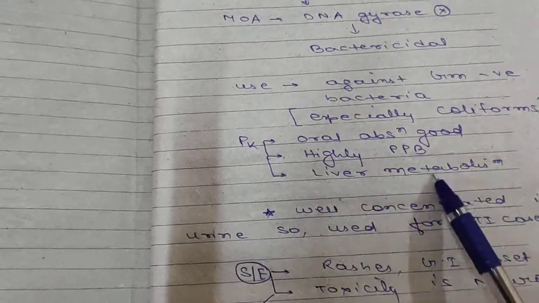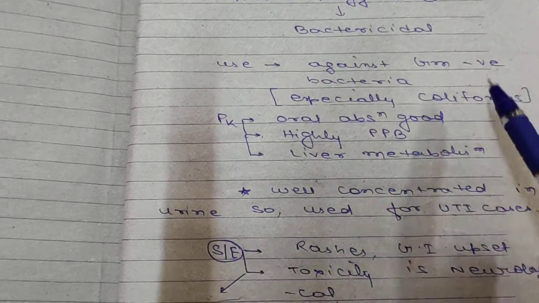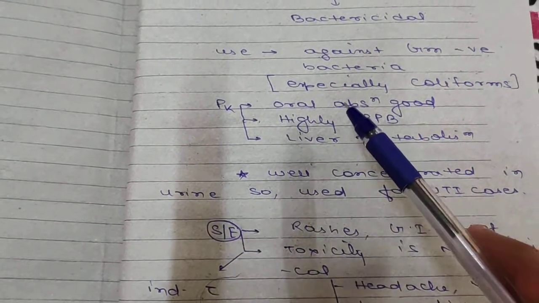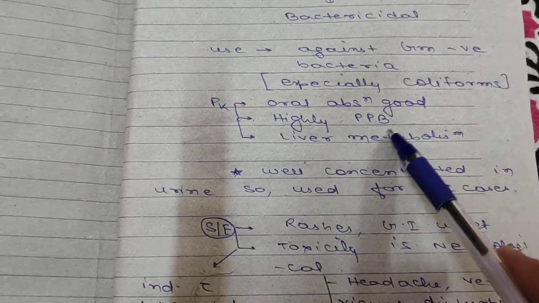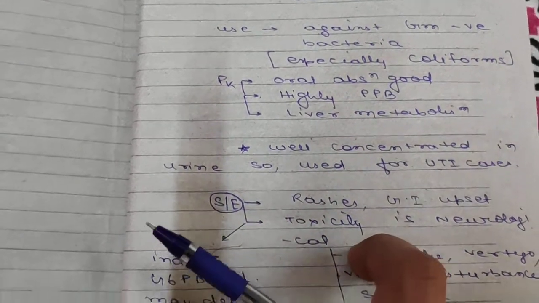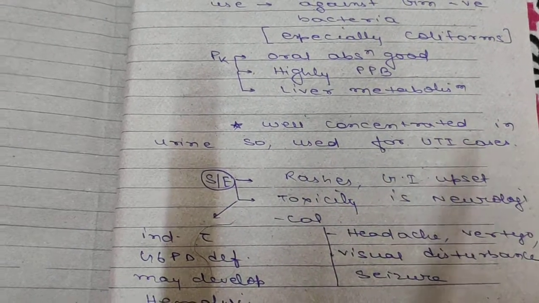Now what is the use of nalidixic acid? It is used against gram-negative bacteria first, and especially coliforms. Coliforms are preferred. Now coming to the pharmacokinetics. Oral absorption is very good, with highly plasma protein binding capacity, and it involves liver metabolism. Now it is well concentrated in urine, so it can be used for UTI cases also.